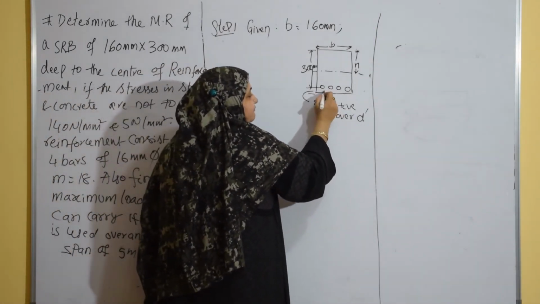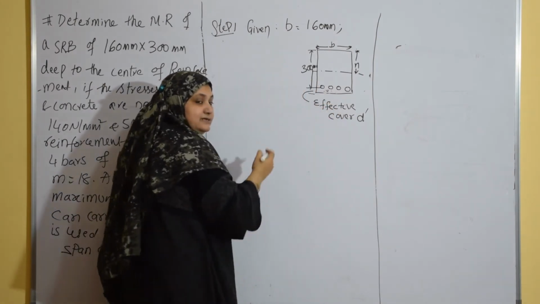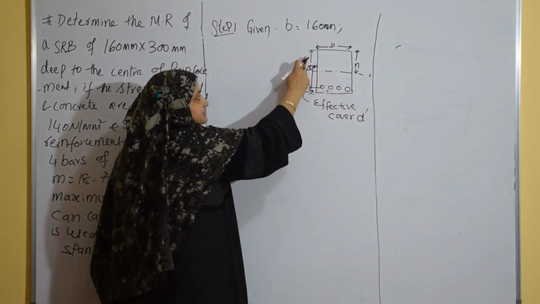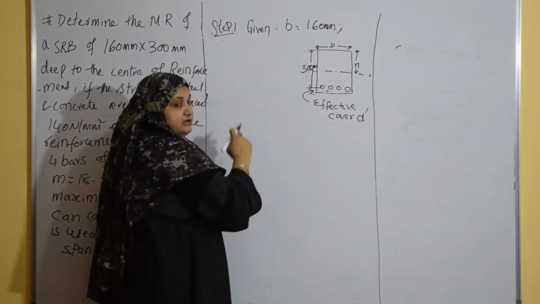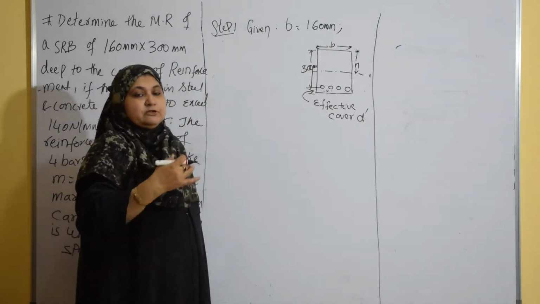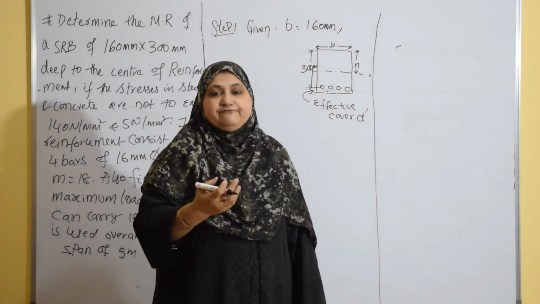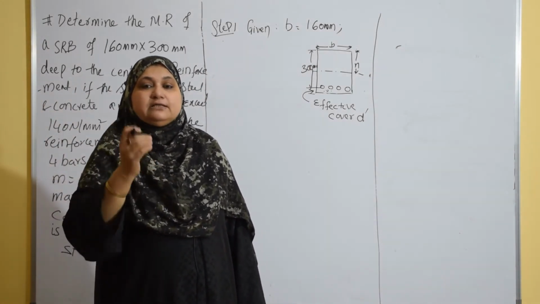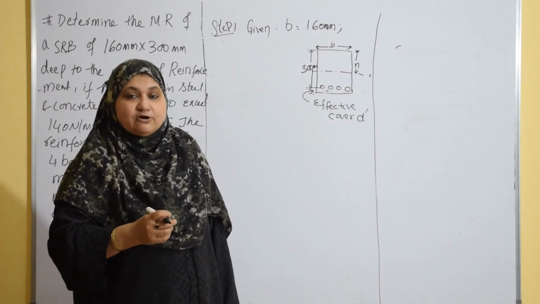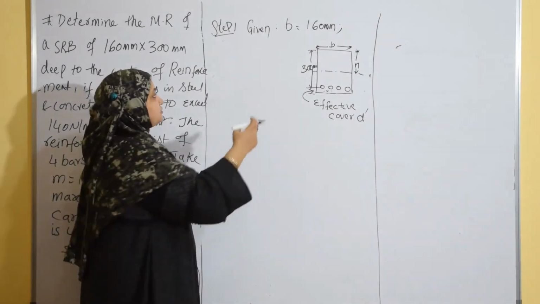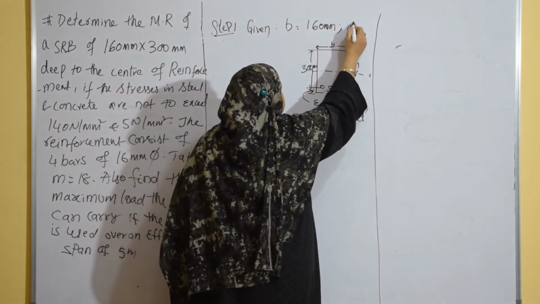So this will be filled with concrete, then we provide the steel. That is called the effective cover. So effective depth plus effective cover will be the overall depth. You have to check once whether the depth given is overall or effective. If overall is given, then you have to remove the cover according to the IS specification and find d. Fine, so d is given as 300 mm.